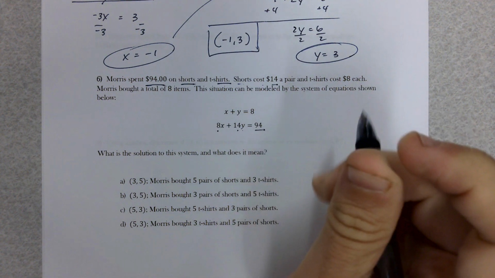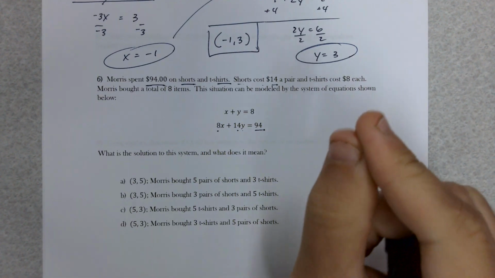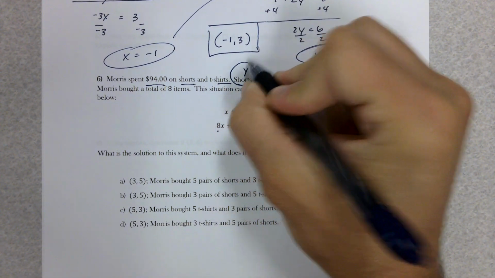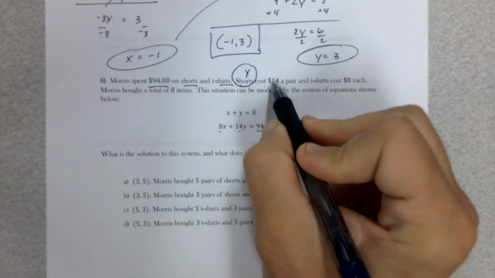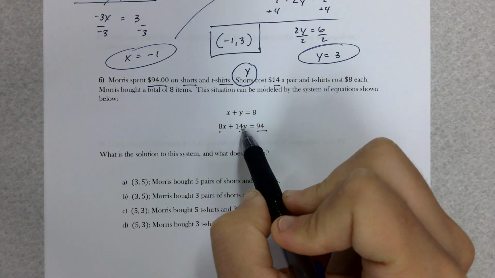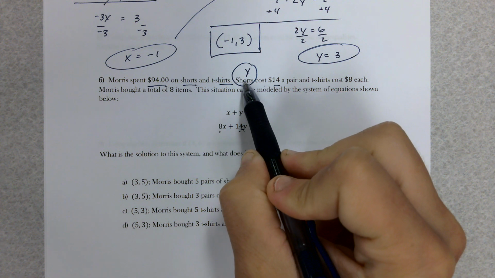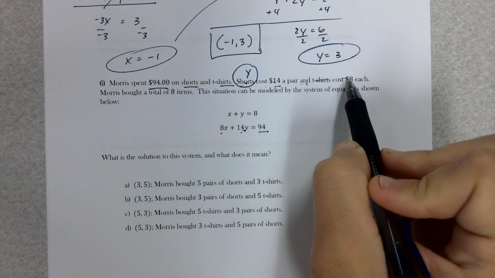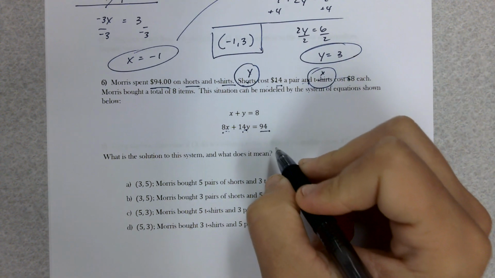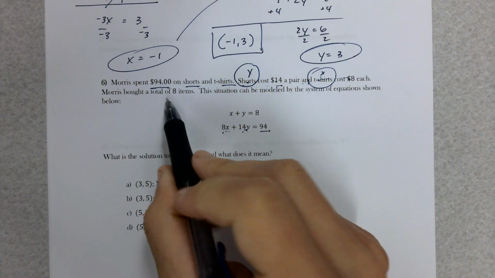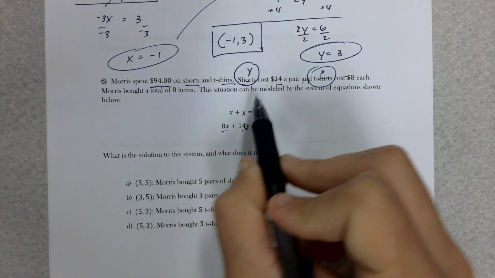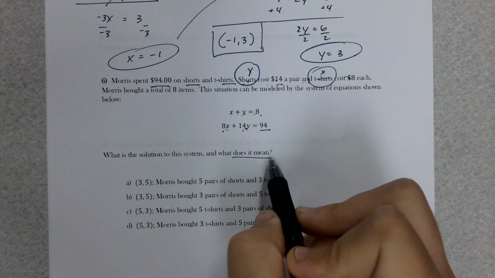And the really important thing here that's kind of just slid into this is that it must tell me what my variable for shorts is. Shorts has to be the variable y because the 14 was paired with it. And down here in my equation, the 14 and the y go together. So shorts has to be y. T-shirts is paired with the 8, and 8 is paired with x, so that means t-shirts are x. Morris bought a total of 8 items. Well, that would be your t-shirts and shorts combined together.